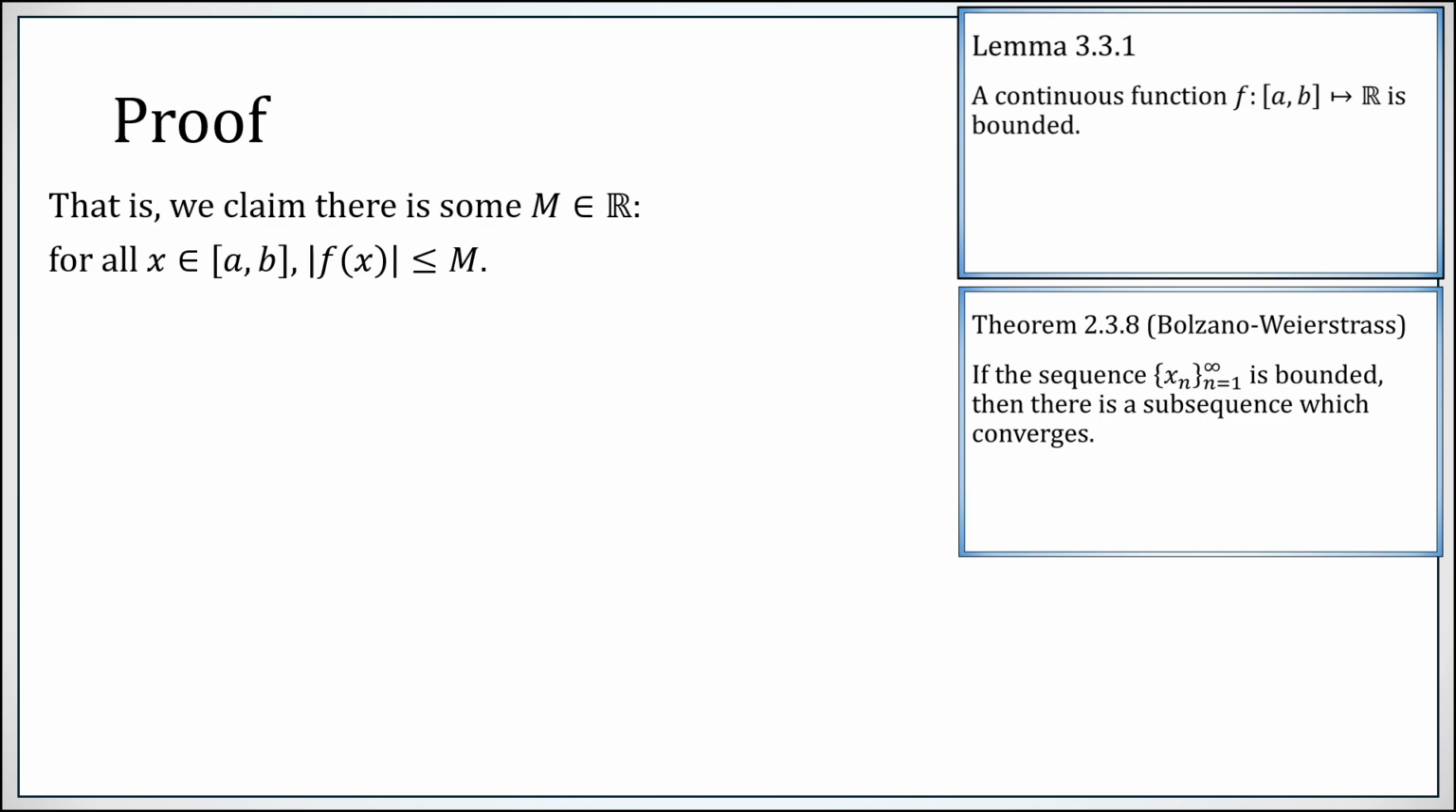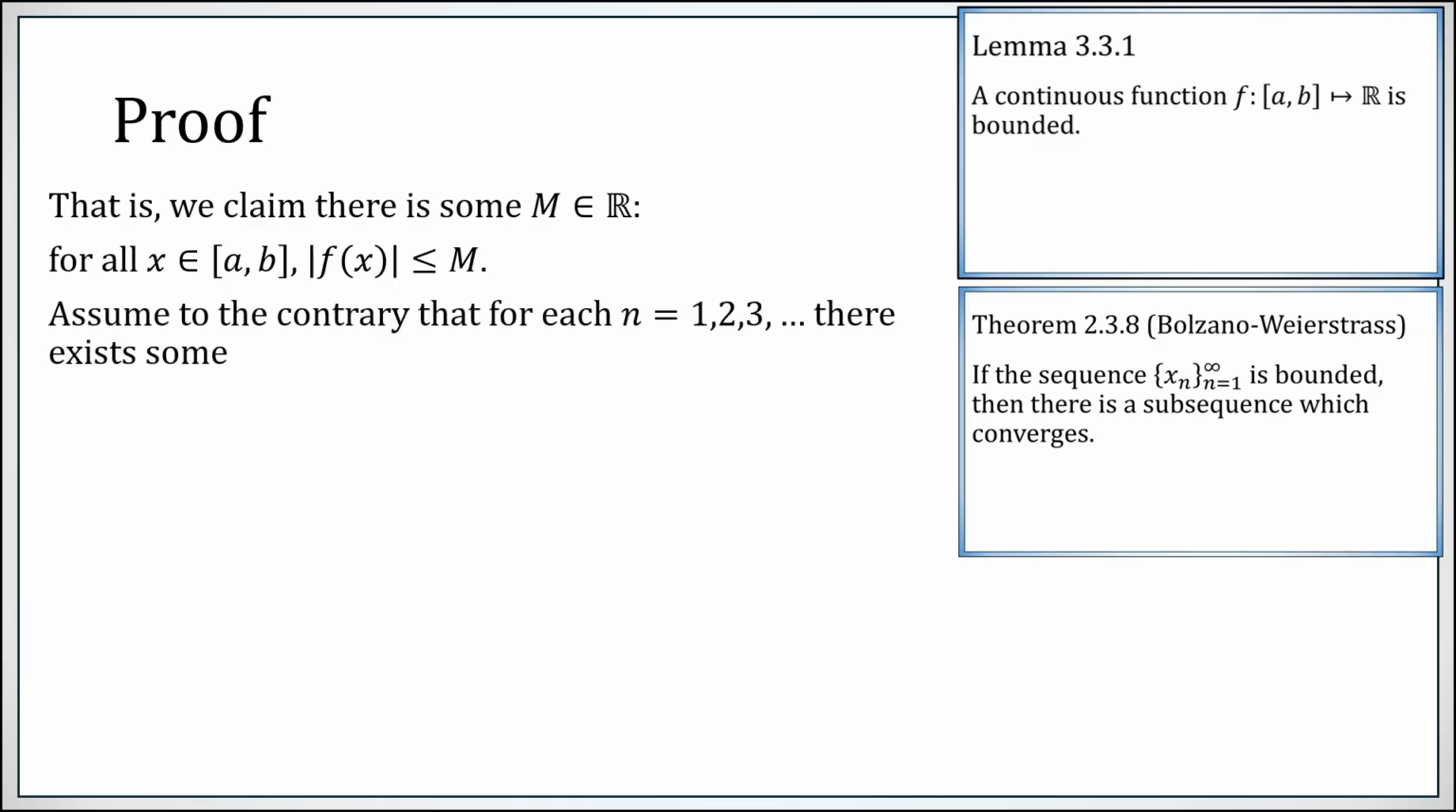So for every point in the domain, x, the absolute value of the corresponding point in the range, f of x, is less than or equal to some constant M. This is what we want to establish. Let's assume to the contrary that for any choice of a constant, for example 1, 2, 3, and so forth, there exists a point in the domain where this fails.